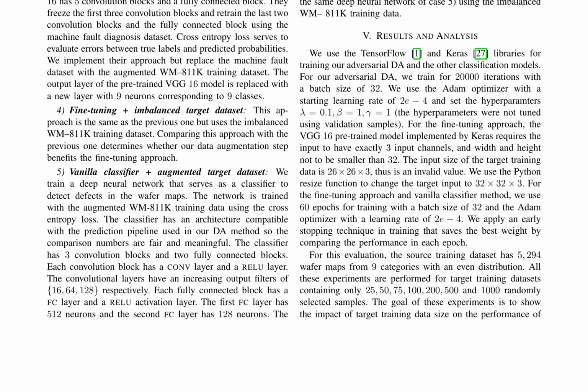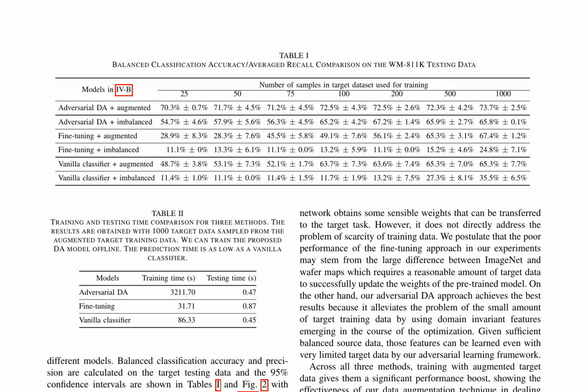The adversarial DA method uses a GS-GT architecture with 2 convolutional layers, 2 max pooling layers, and 1 fully connected layer. The classifier has 2 fully connected layers with 1024 and 512 neurons, respectively, and a softmax output layer for class prediction. The authors also implement a fine-tuning approach using a pre-trained VGG16 model and a vanilla classifier method with a deep neural network architecture.